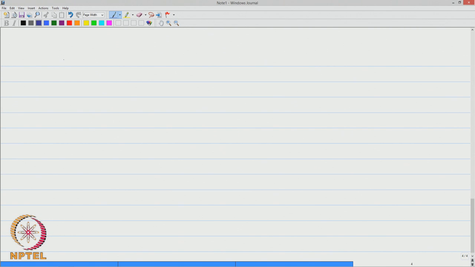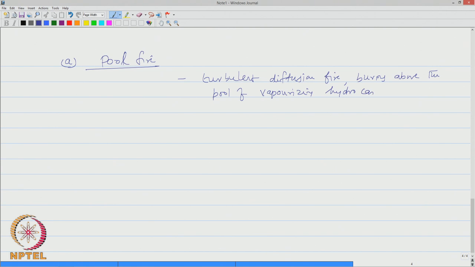So, let us talk about details of types of fire, which we already said in the previous lectures, but still for understanding, let us elaborate this more in detail. Let us talk about pool fire. Pool fire actually is a turbulent diffusion fire, which generally burns above a pool of vaporizing hydrocarbon. So, in this case, the fuel vapor has very little momentum, so it cannot travel.